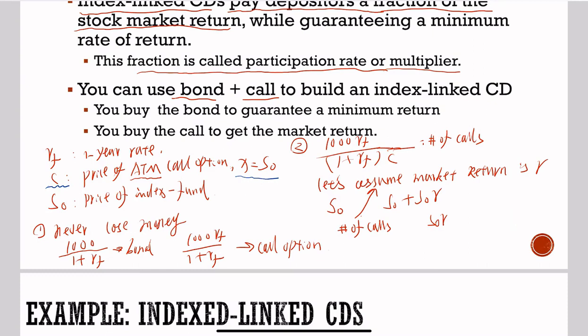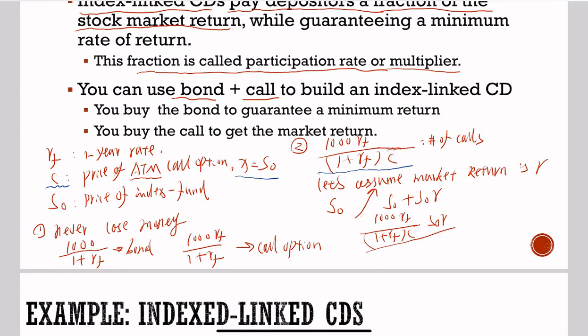And how many calls do we have? Well, we know that the number of calls is given by this: 1000 RF divided by 1 plus RF times C. So essentially you can see that this portion is the number of calls and this portion is the profit or payoff of a single call option. So you will actually earn this amount.